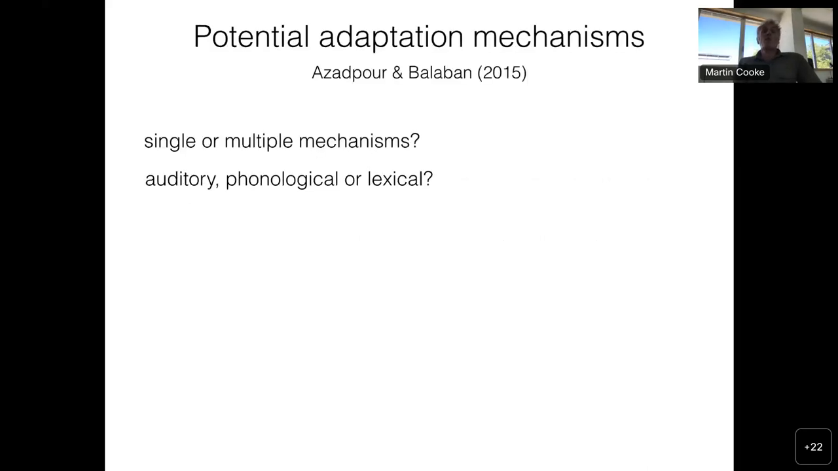So the interesting question, I think, is what kind of mechanisms might underlie this kind of rapid adaptation? Well, first of all, are we seeing single or multiple mechanisms?